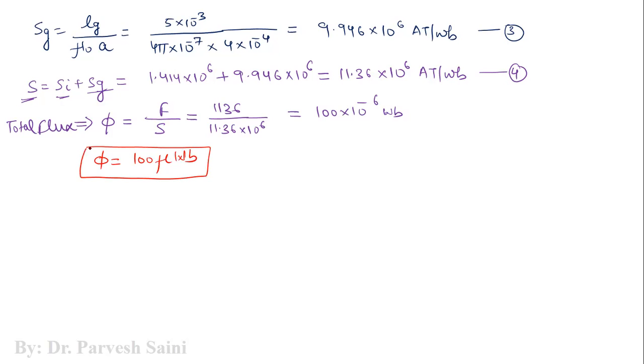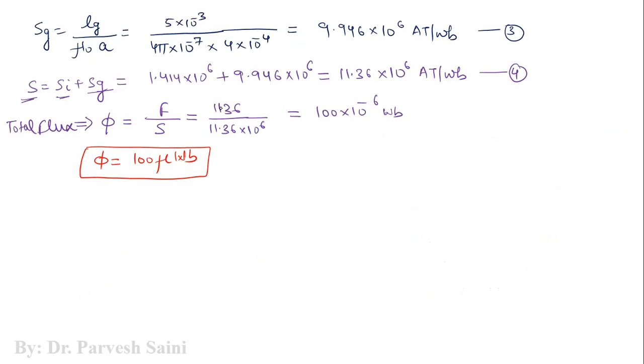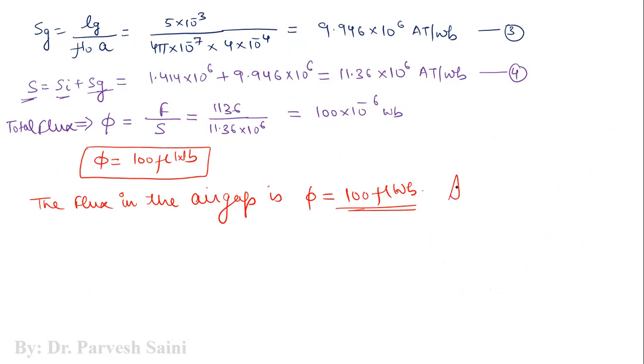So this means that because there is no flux leakage here, there is no fringing effect given, so we can assume these as 0. So the flux in the air gap is phi is equal to 100 micro Weber. So this is the answer to this particular question.